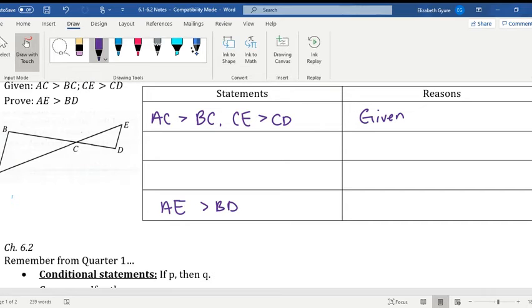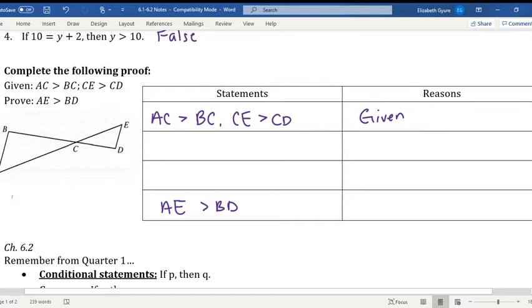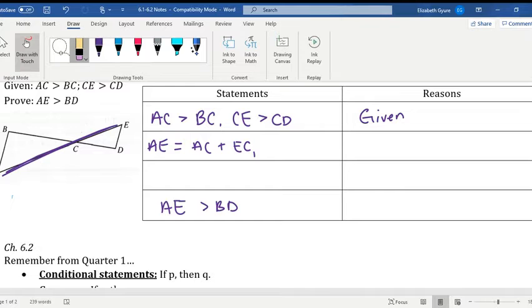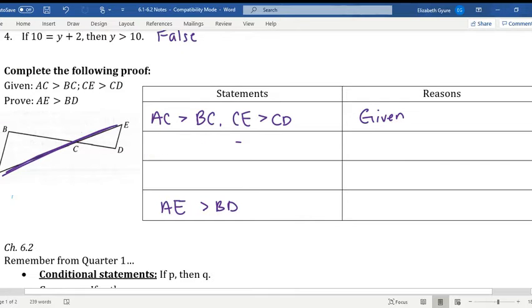So what we are going to do is our segment addition postulate. We need to get segment AE in there. So we're going to say that the measure of segment AE is equivalent to, and then we're going to take our smaller parts and add them together. The measure of AE is going to equal the measure of segment AC plus the measure of segment EC. Or, wait, we should name it the same way it's named in the given, and I need to write smaller. I write too big. So the measure of segment AE equals the measure of segment AC plus the measure of segment CE.